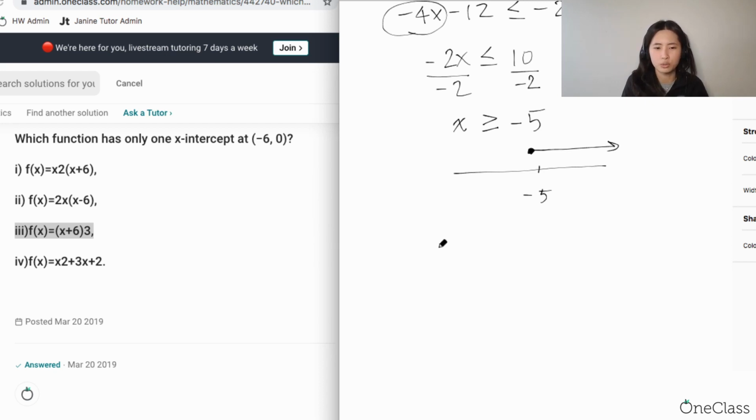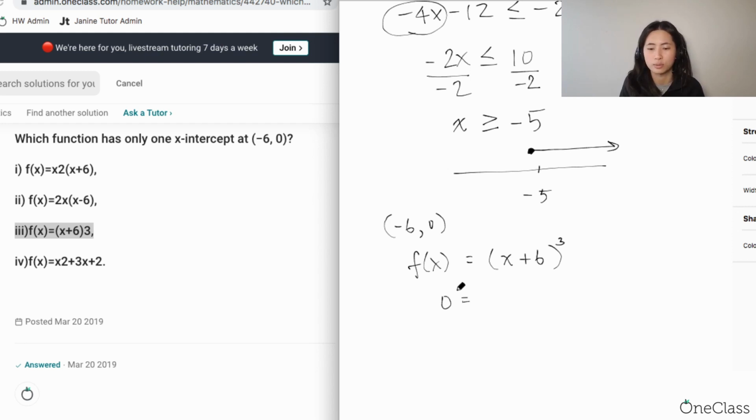You have a function f(x) equals (x + 6) cubed. What I'm trying to say here is, if you want just one x-intercept at (-6, 0), that means you have -6 as your x, and 0 as your y. When you're trying to find your x-intercept, you plug 0 in for y, because f(x) is the same thing as y. So you're solving for (x + 6) cubed.